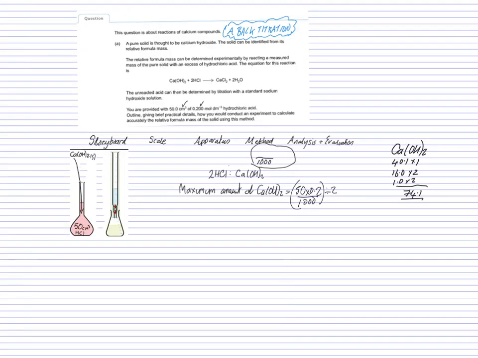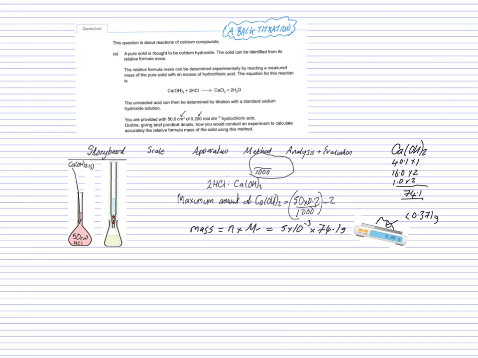We can now calculate the maximum mass of calcium hydroxide that we can weigh out. So the maximum mass is the number of moles times the Mr, which is equal to 5 times 10 to the minus 3 moles times 74.1 grams. So remember, the acid has to be in excess. So tell the examiner you're going to weigh out less than 0.371 grams of the calcium hydroxide on a top pan balance. So this calcium hydroxide is going to be dissolved in 50 centimetres cubed of acid.